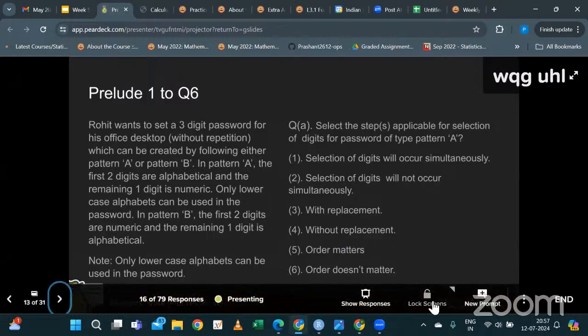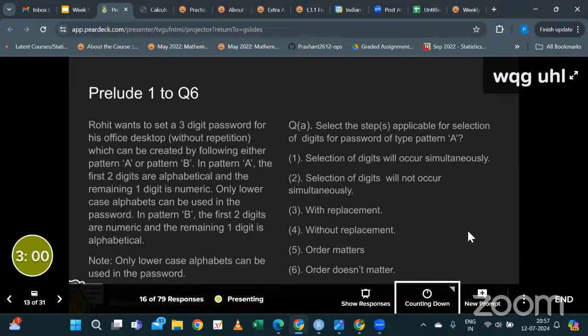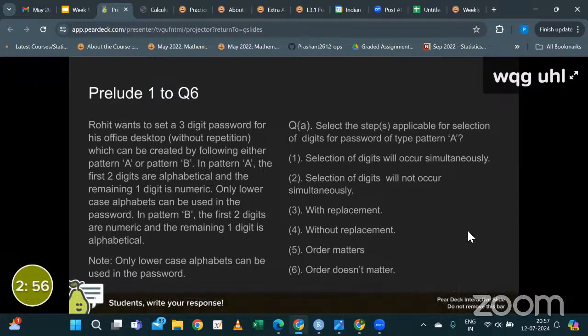I'm going to give you 3 minutes. Just choose the correct steps applicable for this, because if you are able to identify simultaneous, whether without replacement or with replacement, and whether order matters or not: if order matters, you will go for permutation. If order doesn't matter, you will go for combination, because sometimes people blindly use 3P2 or 3C2 but don't know why they are using it.